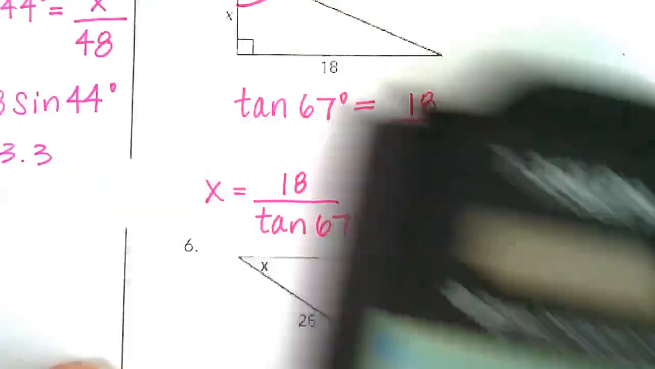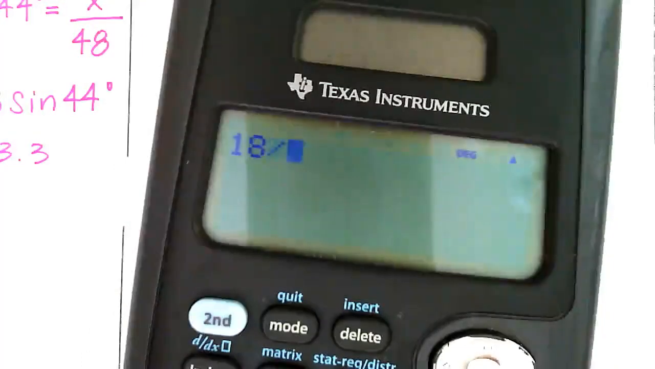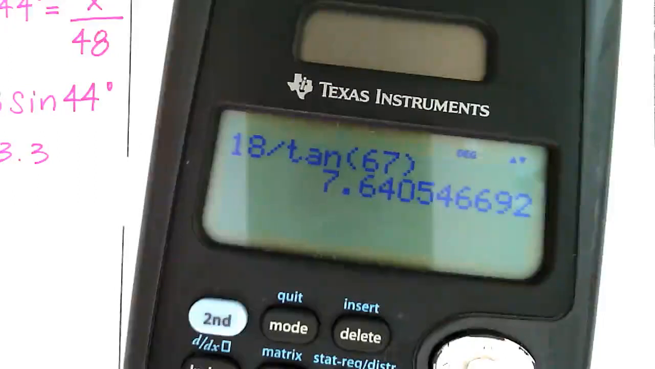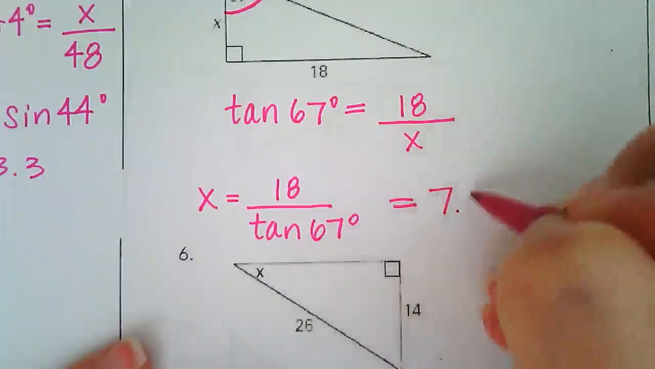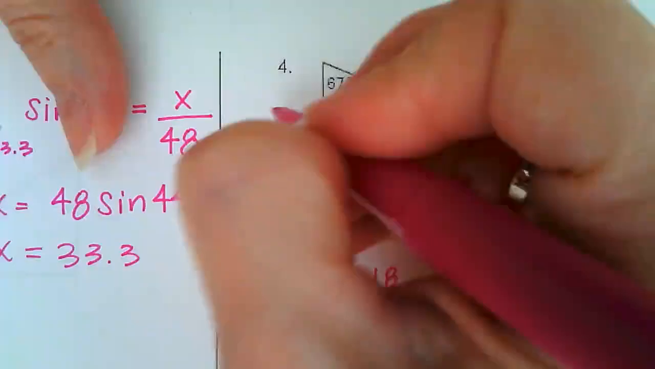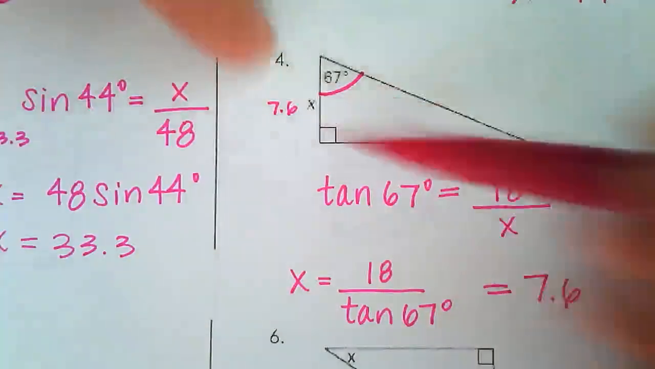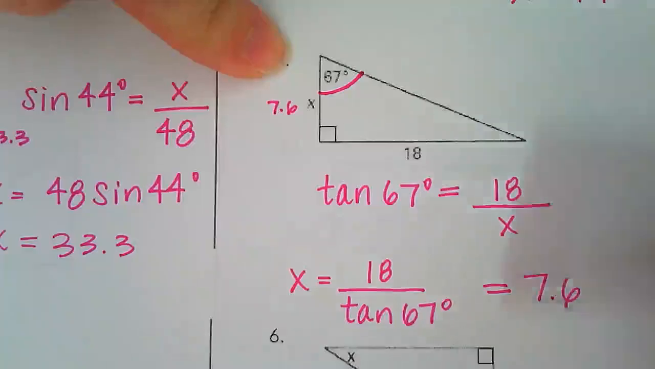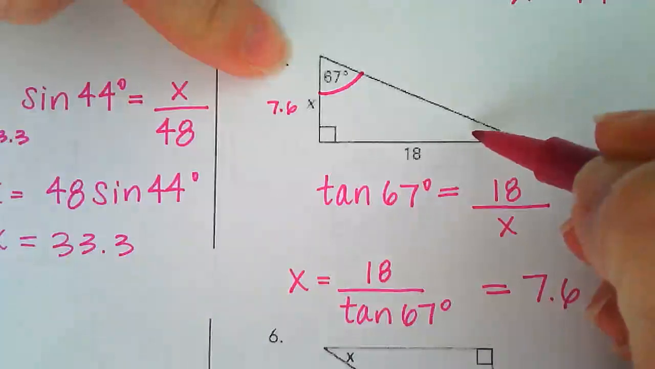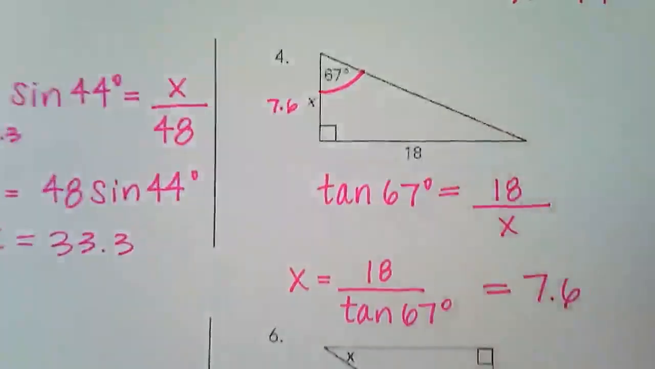All right, so let's clear this out. We need to do 18 divided by tangent 67. So 18 divided by tangent 67 degrees. Enter, looks like 7.6. So x is 7.6 approximately. So we know this side right here is 7.6. Again, how this helps you is that now we can use Pythagorean theorem to figure out the hypotenuse. And then we can figure out this angle very easily just by subtracting from 90 for the 67.